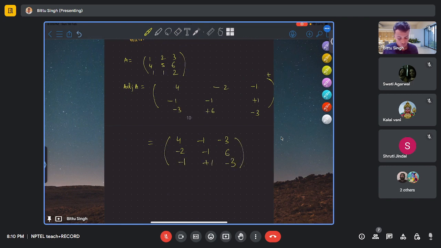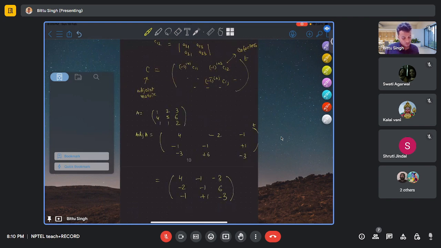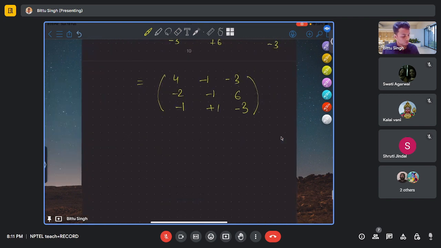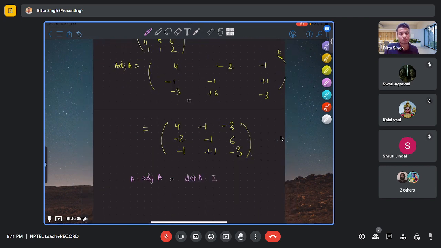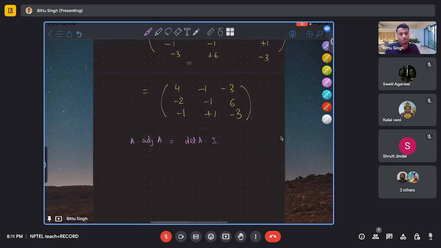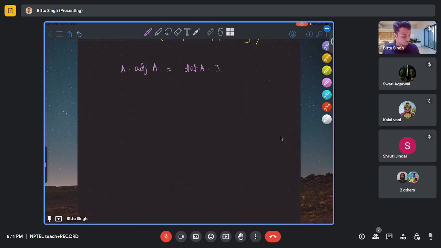Okay. And there is a nice property of determinant which says A times the adjoint of that matrix is the same as determinant of A times the identity. That is, if you multiply A with this adjoint matrix, you will get the identity matrix times some multiple. The multiple is given by the determinant. So let us see this through an example.